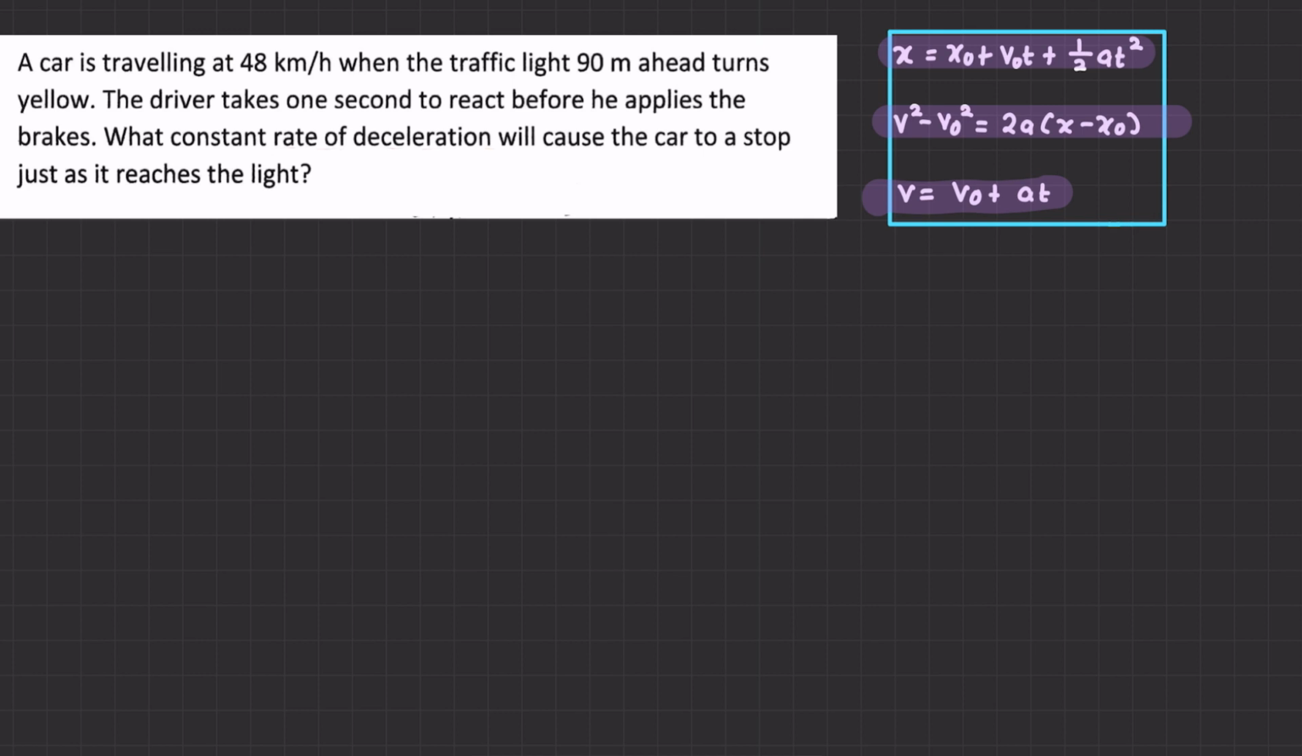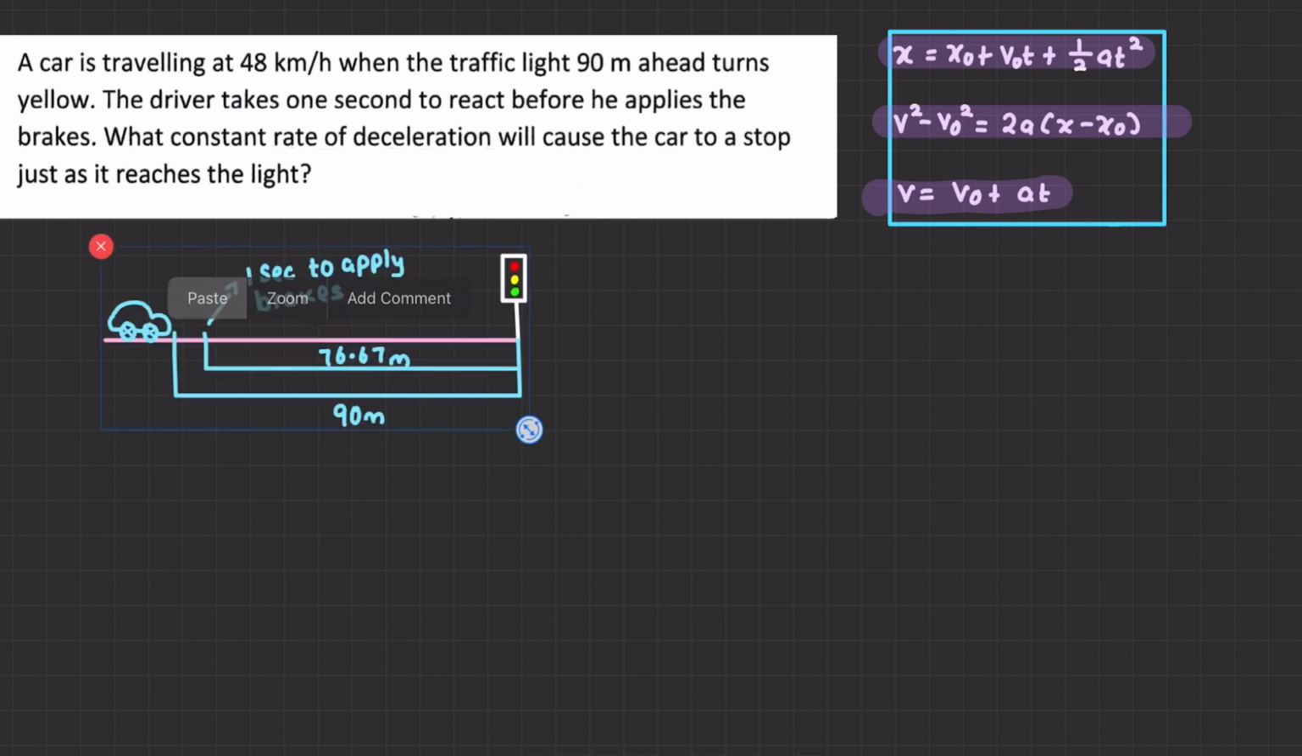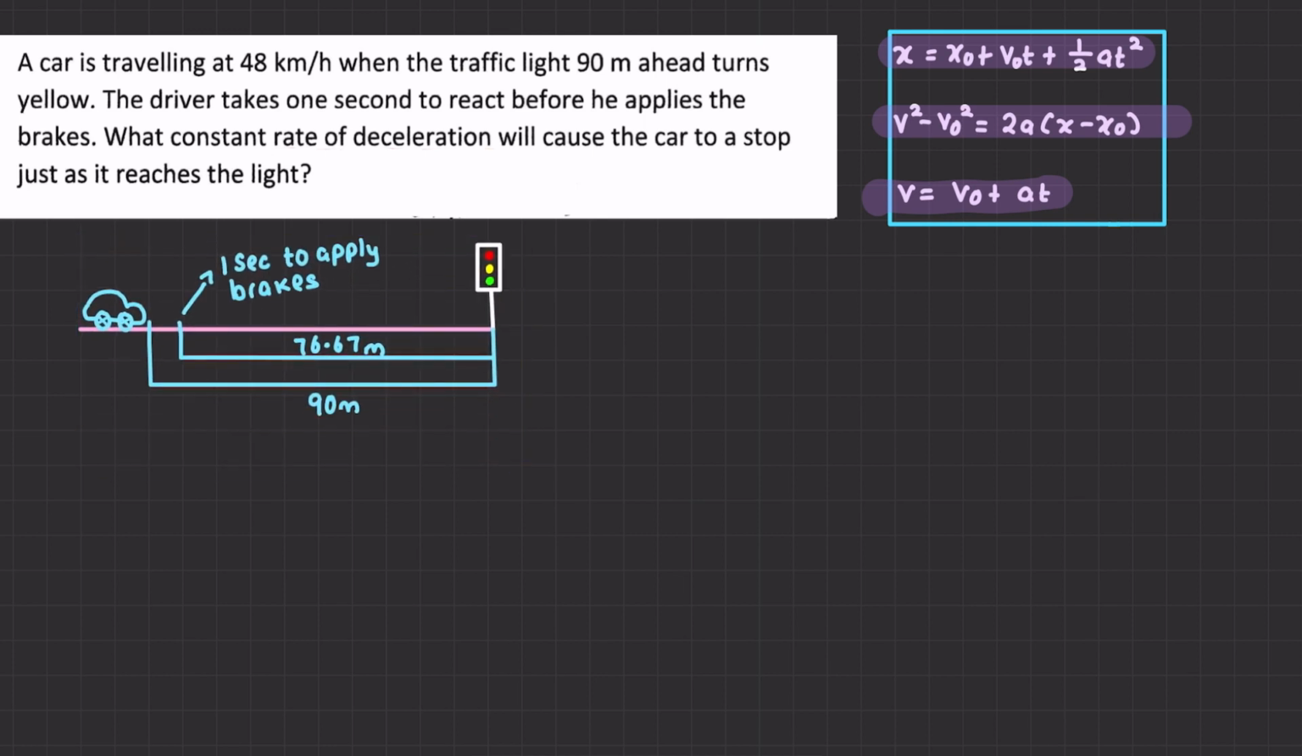A car is traveling at 48 kilometers per hour when the traffic light 90 meters ahead turns yellow. The driver takes 1 second to react before he applies the brakes. What constant rate of deceleration will cause the car to stop just as it reaches the light? So firstly, I'm going to show you a visual representation of what this question means.